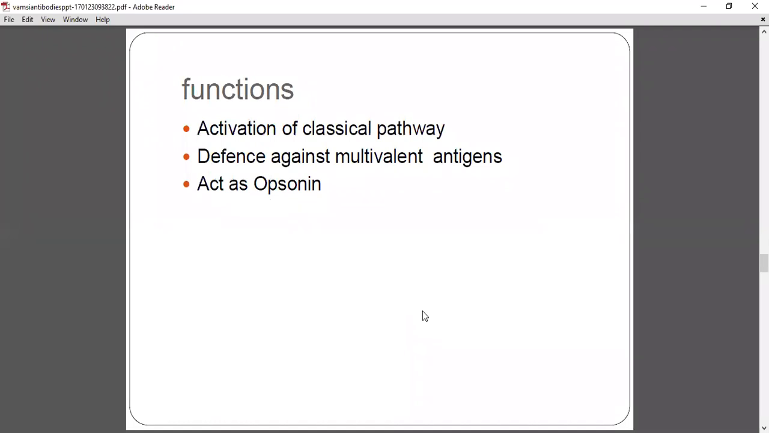Just like IgG, which was not mentioned, it activates the classical pathway. But remember, both IgG and IgM activate the classical pathway by virtue of having multiple binding sites. The complement pathway, the classical pathway, is much more easily activated by using IgM.